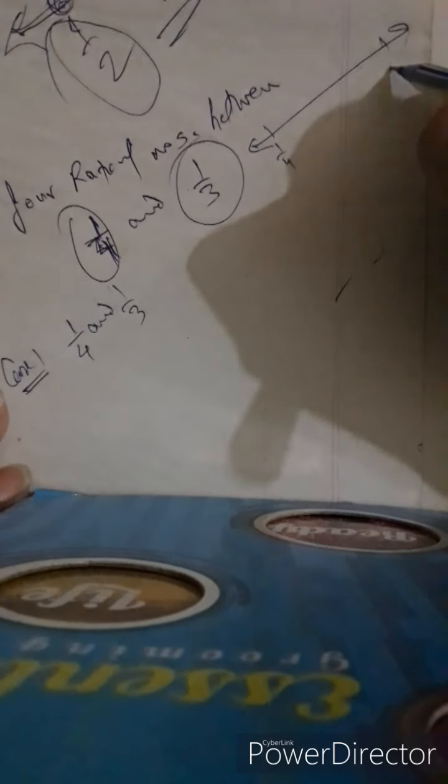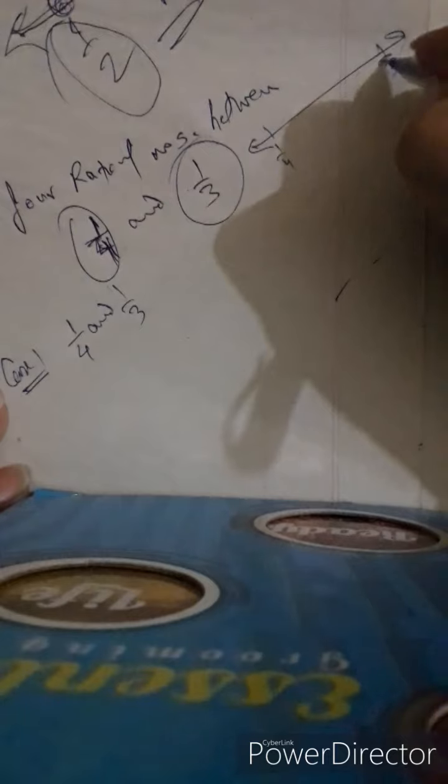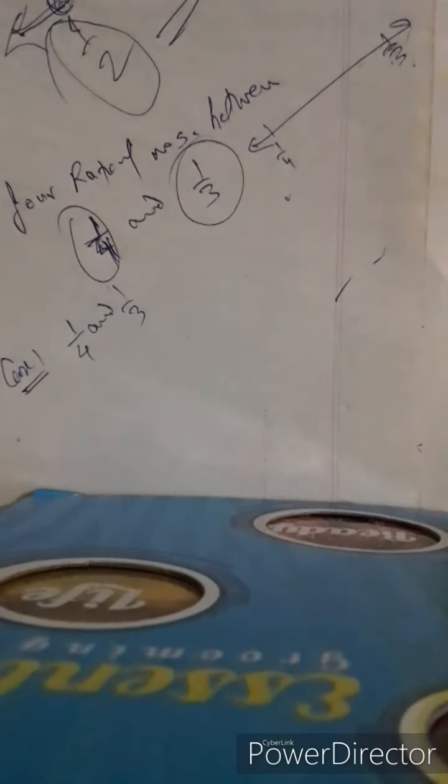So how to do it? We'll take the first case. Taking the two rational numbers 1 by 4 and 1 by 3, we'll draw a line for our own convenience, 1 by 4 on this side and 1 by 3 on that side. So case 1. We have to find four rational numbers, mind it, between these two numbers.